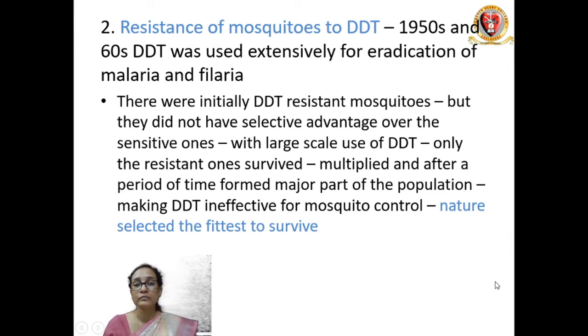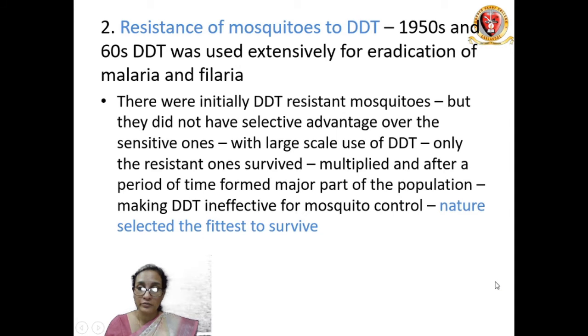So what they started doing, they started spraying DDT on stagnant water bodies. So initially, among the population of mosquitoes, maybe there were DDT resistant mosquitoes, but they did not have any selective advantage over the sensitive ones. Once DDT was used on a large scale, what happened? Only the resistant ones could survive. Those multiplied, and after a period of time, they became the major part of the population in such a way that now DDT was ineffective for mosquito control.